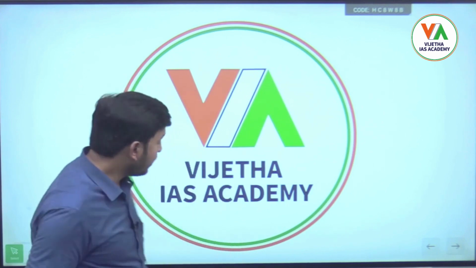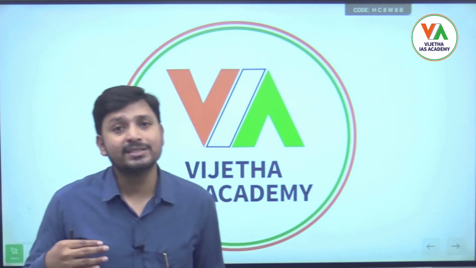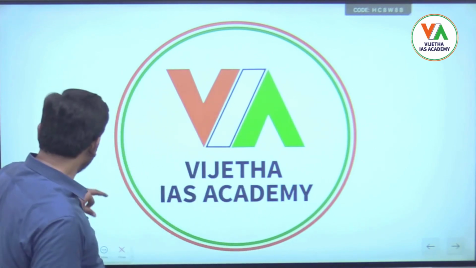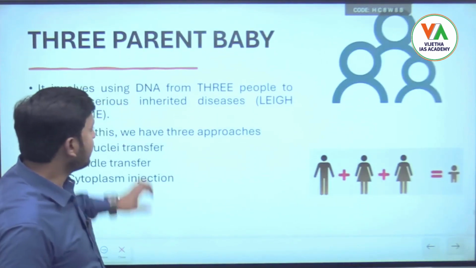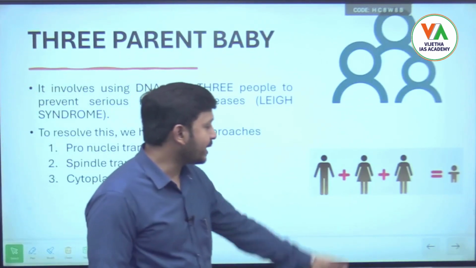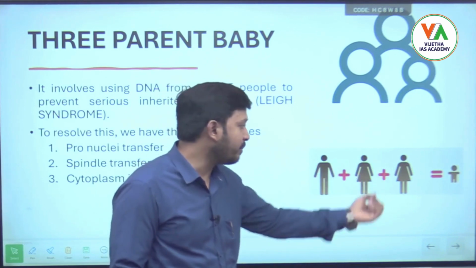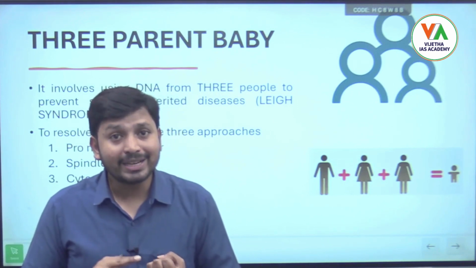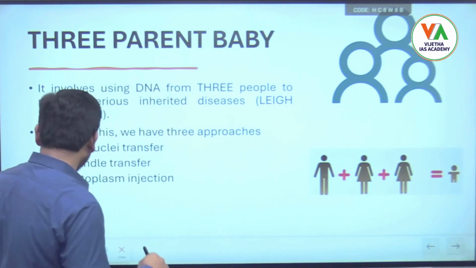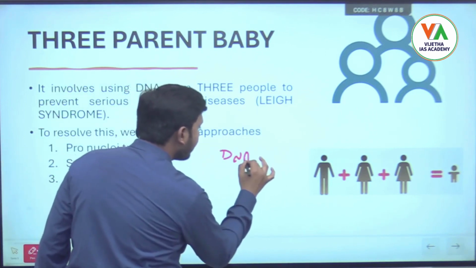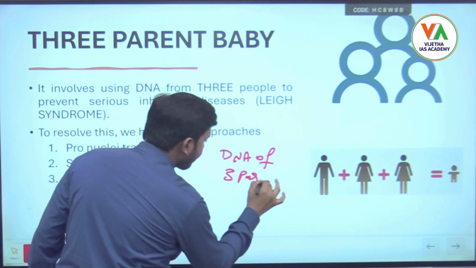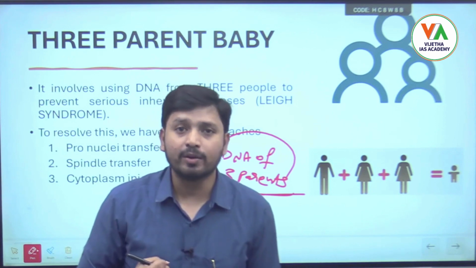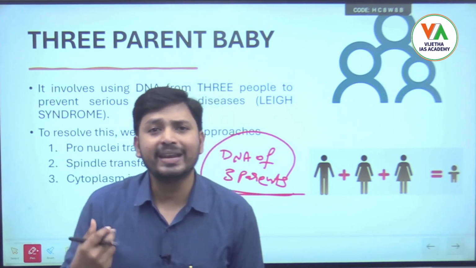So let us see what this three-parent baby is and what techniques are involved in having it. We'll see this from the basics. From the picture, if you see, three parents are involved. One male and two females are involved so that we can have a baby. Remember, the DNA of three parents is involved in this technique.